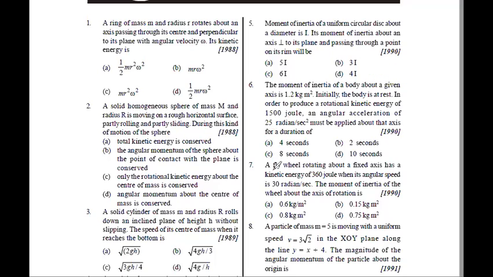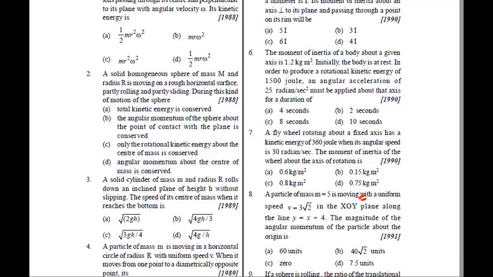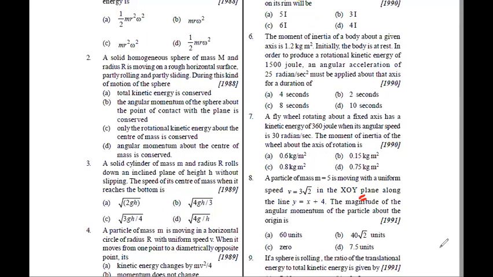Okay. Now seventh one. A flywheel rotating about a fixed axis has a kinetic energy of 360 joules when its angular speed is given. The moment of inertia of the wheel is? Tell me, guys, seventh one. Same formula putting, same as the sixth one, right? You have to find it. So rotational kinetic energy is given. Okay, because it is a flywheel, it will have only rotational kinetic energy. Yes. So the answer is C.